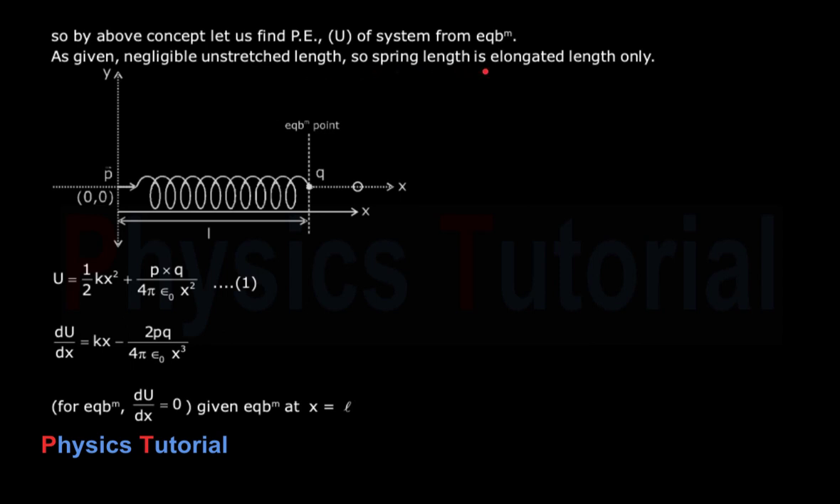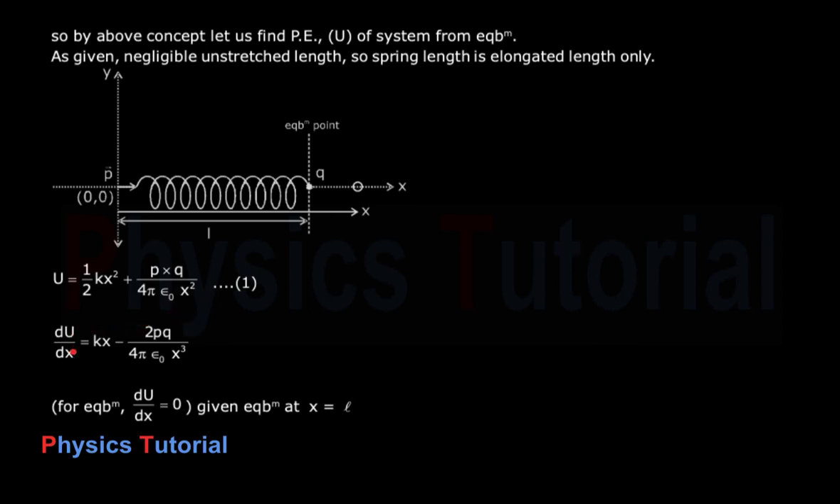So the spring is elongated by only this much length. That's why Q is the charge over here. So for the equilibrium position, the entire potential energy is half kx squared stored in the spring, and the energy stored in this charge due to this charge is pq upon 4 pi epsilon naught x squared. That is 1 upon 4 pi epsilon naught Q1 Q2 upon r. Here p, q, and x squared. x is the length elongated.